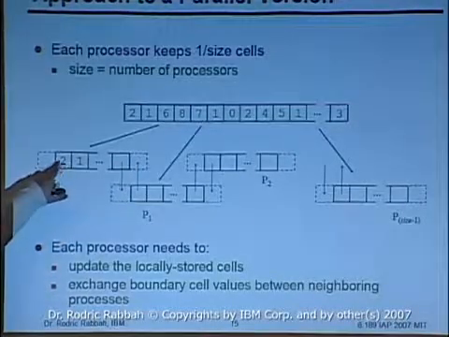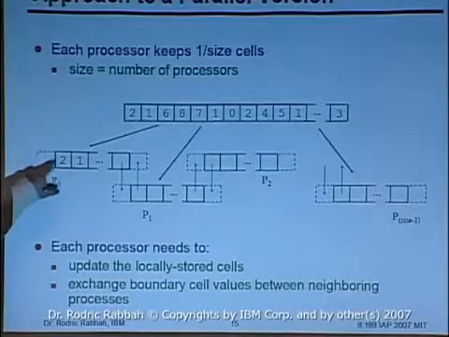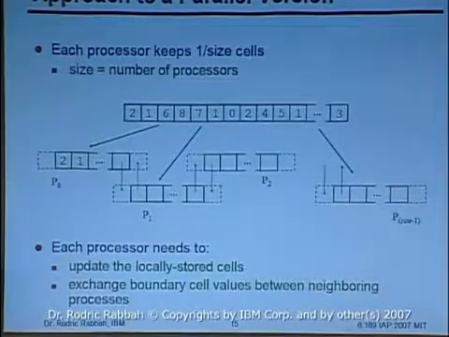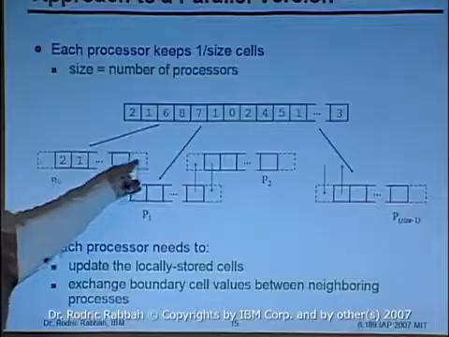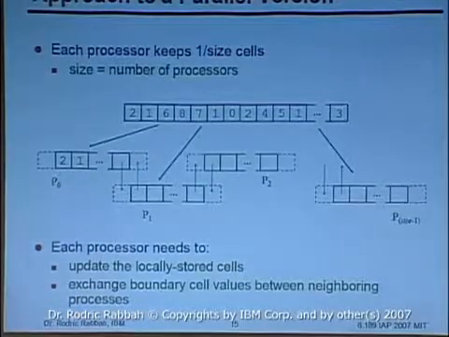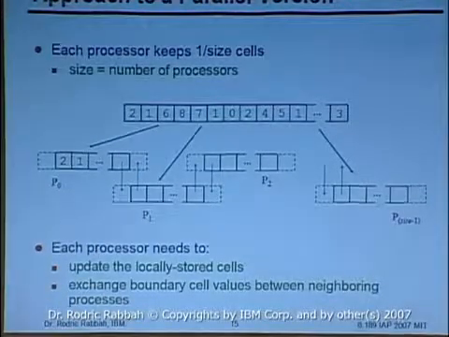So if I have this chunk and I need to do my near-neighbor communication, I don't have this particular cell, so I have to go out there and request it. And similarly, somebody has to send me this particular data item. So there's some data exchange that has to happen.